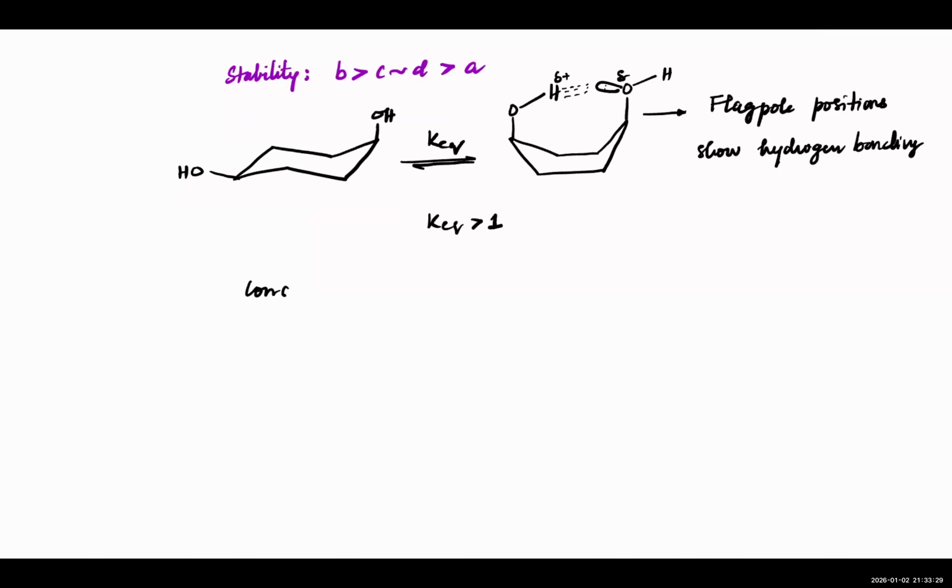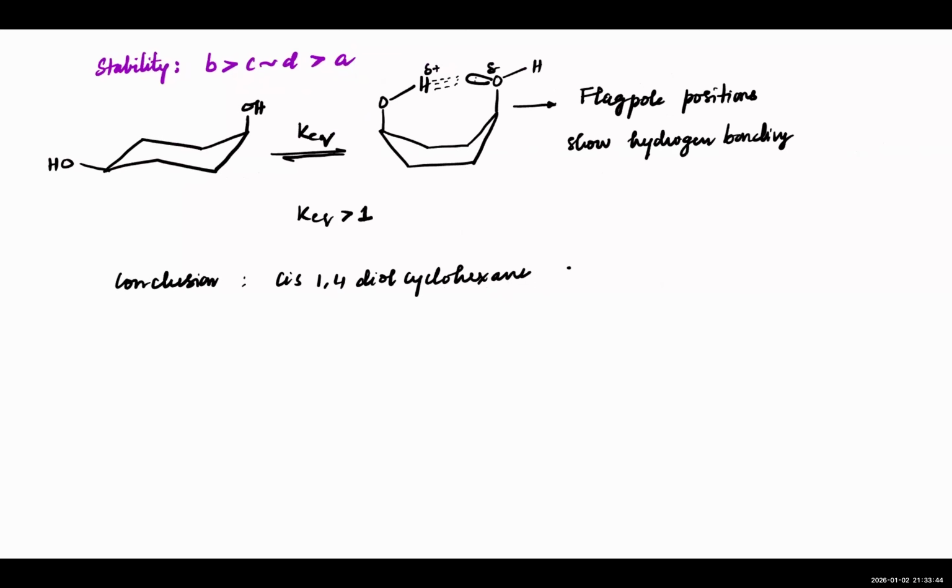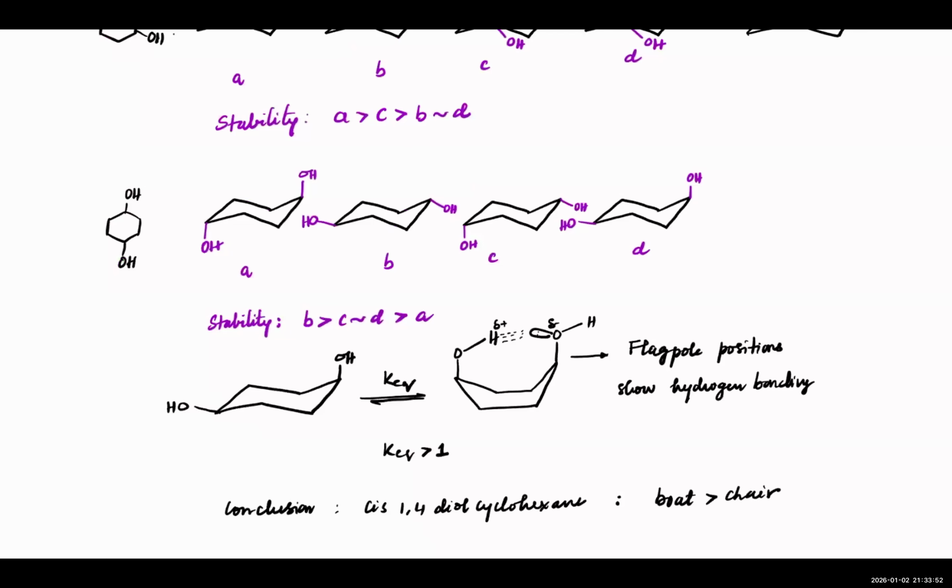Conclusion here is, right? In cis 1,4 diol cyclohexane, you will notice that the boat conformation is more stable than the chair conformation. That's the logic you need to apply.